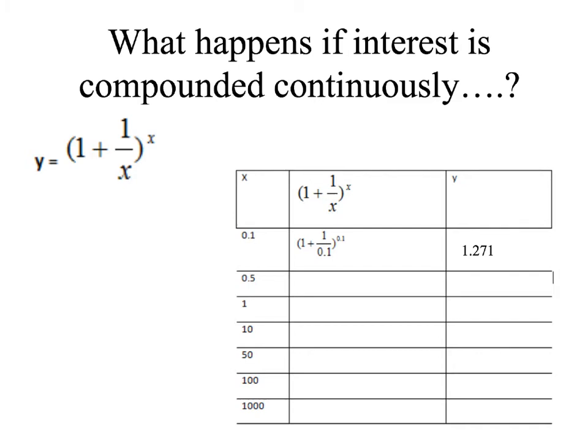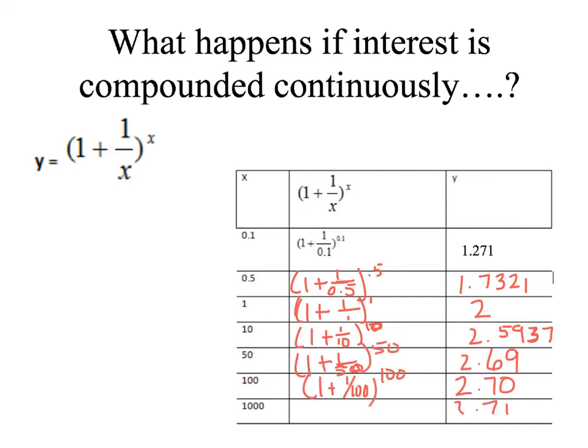That will evaluate to 1.271. Plugging in the 0.5, we will get 1.7321. Plugging in the 1, we get a 2. Plugging in the 10, we get a 2.5937. So plugging in the remainder of our values, when x is 50, our y is 2.69. When x is 100, our y is 2.7. And when x is 1,000, our y is 2.71.